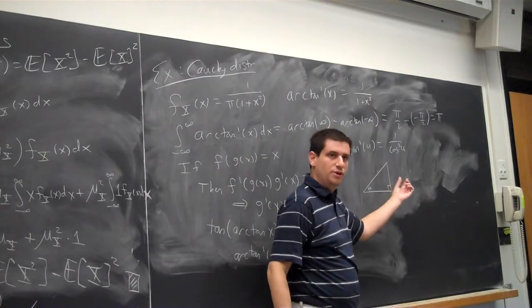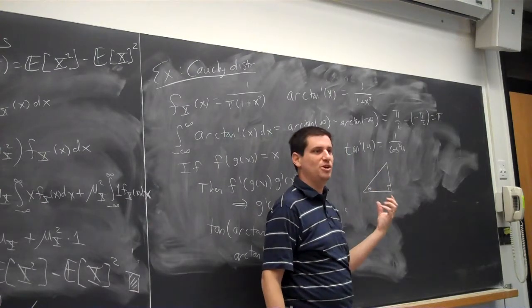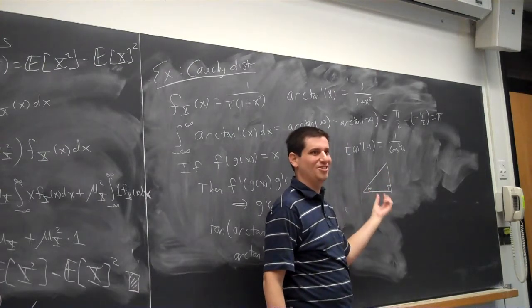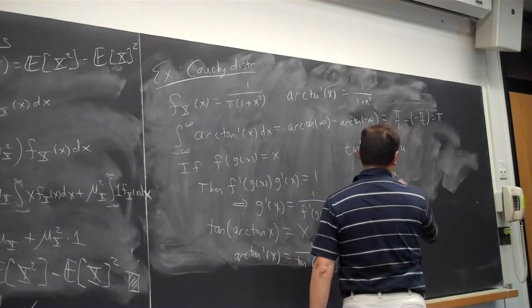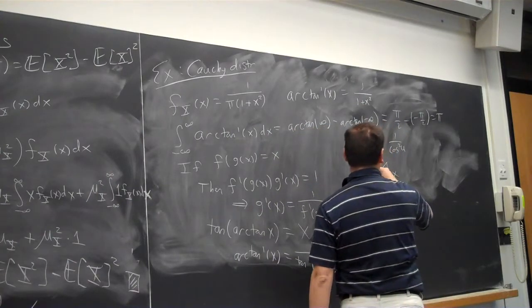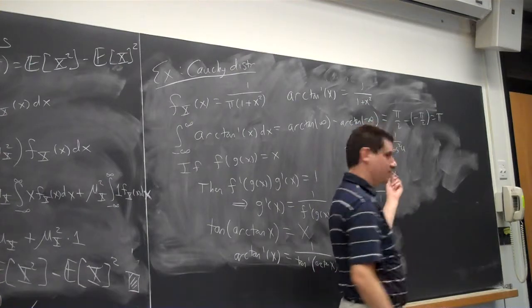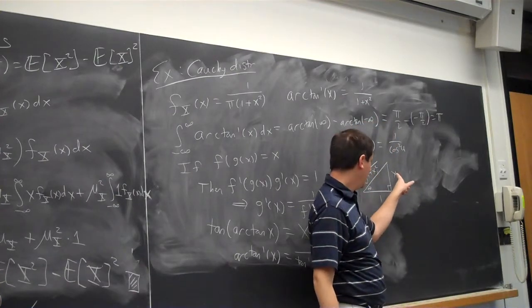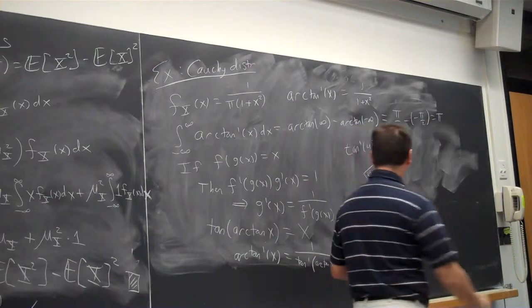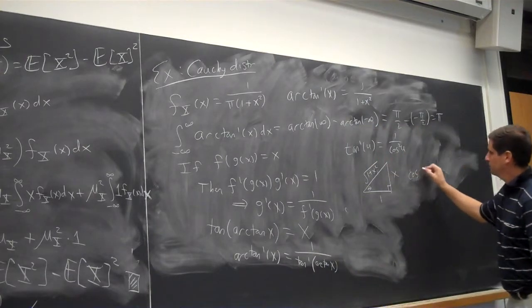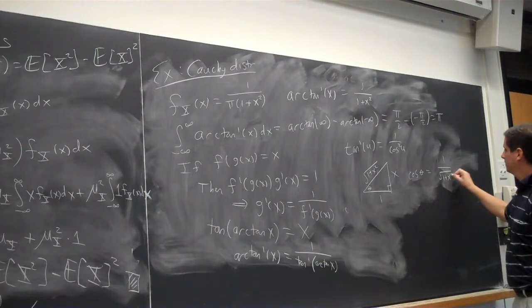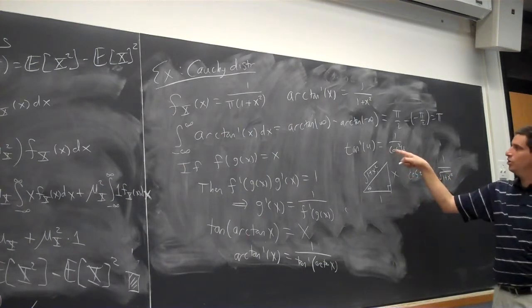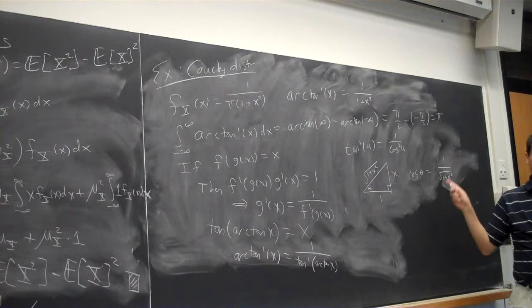Sorry. No, that would give me tangent of x. I want an angle whose tangent is x, not tangent x. So the sides are x and 1, and the hypotenuse is the square root of 1 plus x squared. The tangent of this is now x over 1. So the cosine of theta is going to be 1 over the square root of 1 plus x squared. And so the cosine squared of this will be 1 over 1 plus x squared.